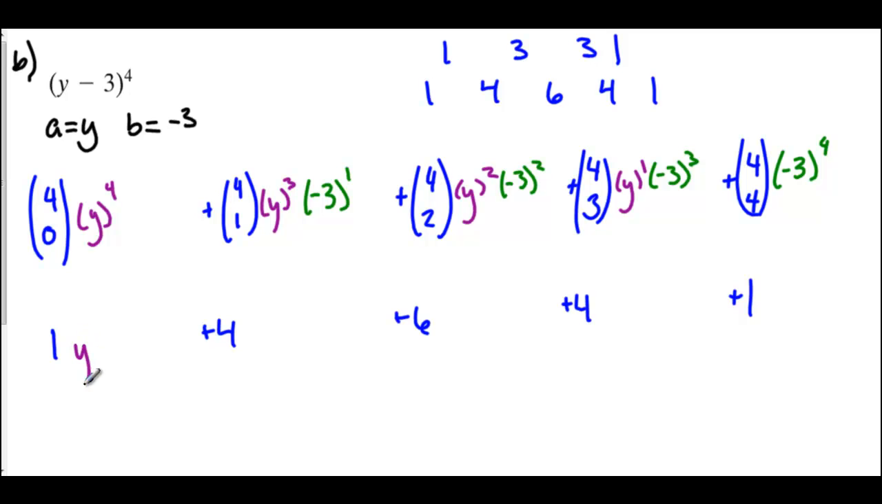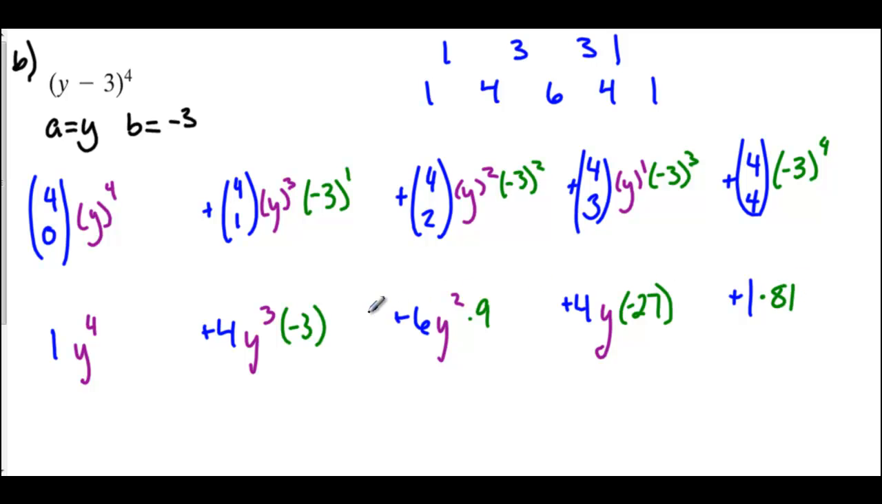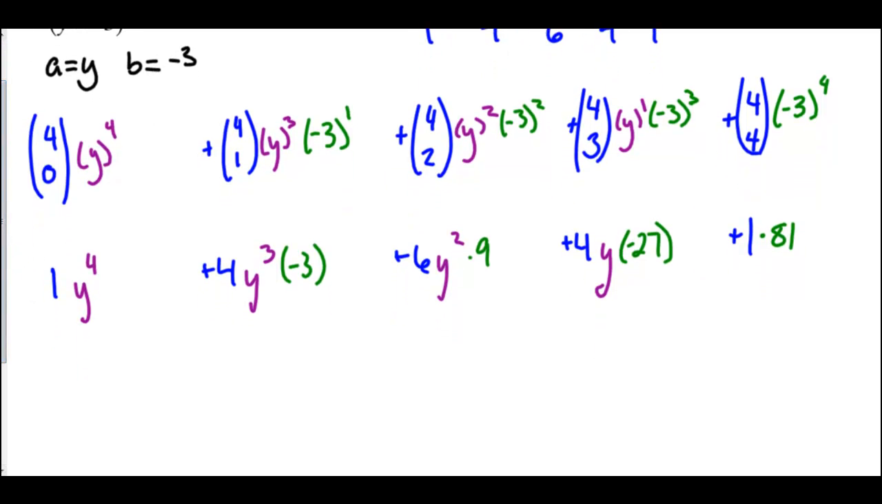And so we're going to have y to the 4th, y cubed, y squared, y. And this is the part we've got to watch because of those negative signs. So we're going to have a negative 3. The negative 3 squared is going to be a positive 9. The negative 3 cubed is going to be a negative 27. And then the negative 3 to the 4th is going to be a positive 81. Did you all get those with the right signs? Yeah? All right. Good.